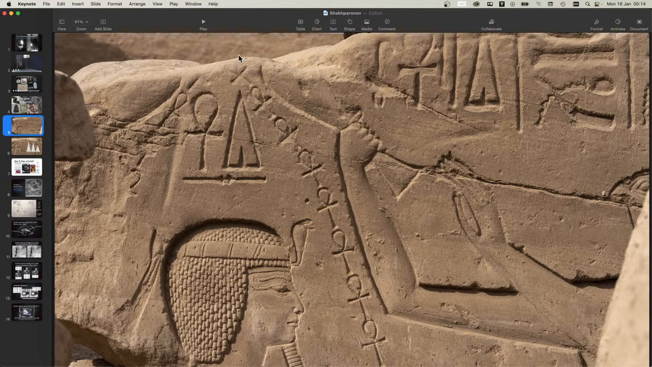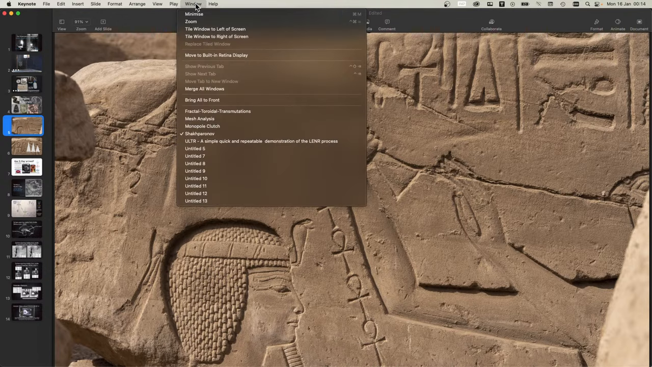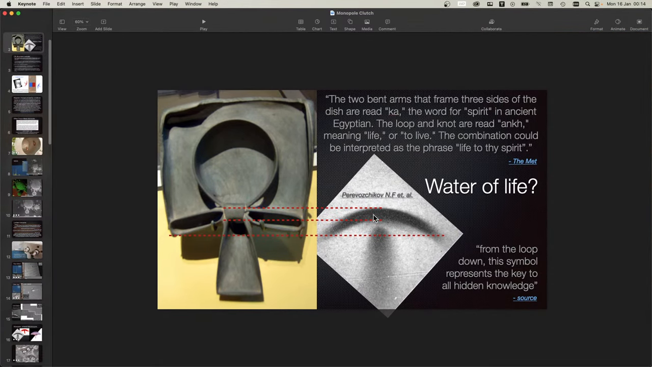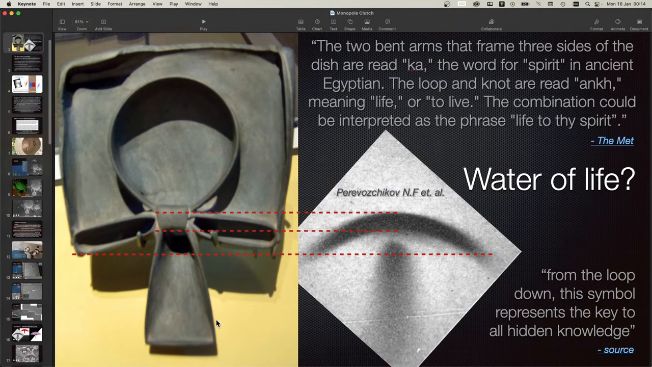Now, I've argued in my monopole clutch video, if I can go to that perhaps, if I haven't got the slide there, this one here, that the ankh here is exactly the ratio of the birdies, and this is the Sothic triangle going in here to the focal point of the monopole. And according to the Egyptian understanding of what it means, the ankh from the loop down is the key to all hidden knowledge. Okay?